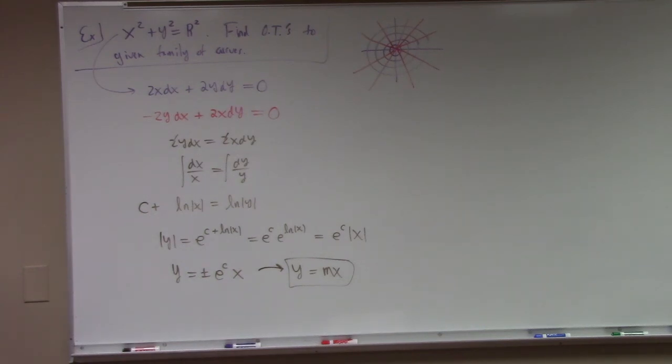Now, because I've decided to present my solution as a graph of a function, right, it would appear that we're missing something, right? It would appear you're missing the orthogonal trajectory, which is a vertical line, right?